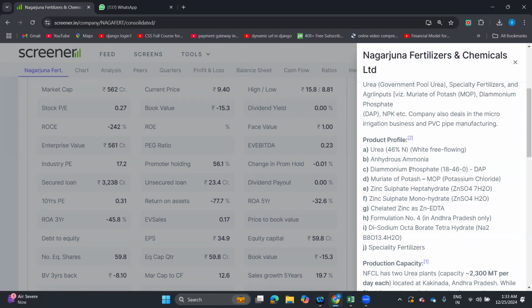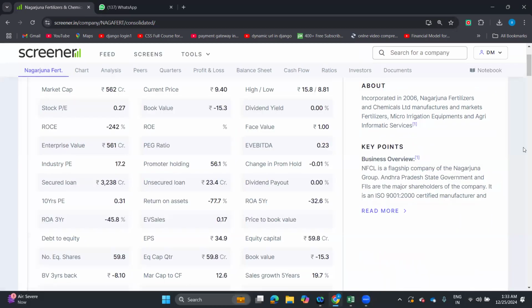Now, obviously, when urea is attached over there, DAP is attached in their product line, there is some subsidy requirement also. This company will attract lots of subsidies. So when and how this company is getting subsidy, those are something we have to understand. And this high cost of operation is due to that.